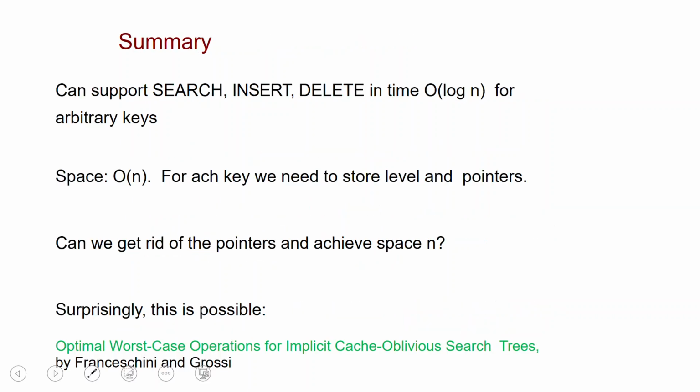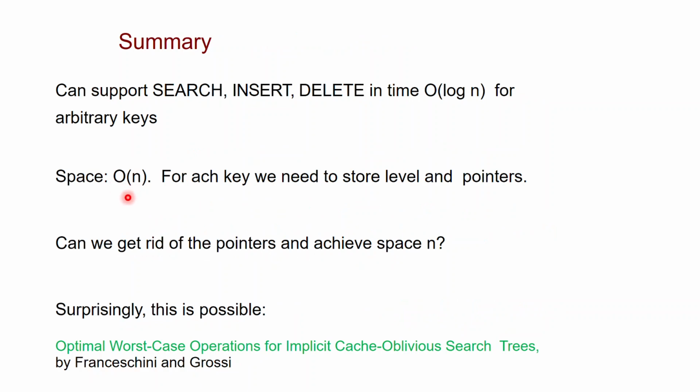The final remark for today is this. The summary is that we have seen how you can support search, insert, and delete in time order of log n for arbitrary keys. Not just for small numbers. And the space that we use for this is order of n. Why is it order of n? Well, we have to keep this tree. We have to keep all the keys, that's just n. But in fact, for every node, you also have to store the pointers. Pointers to the children and pointers to the parent. So that gives you maybe like 4n space.